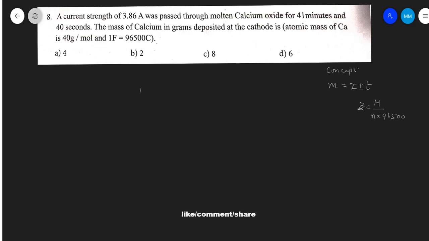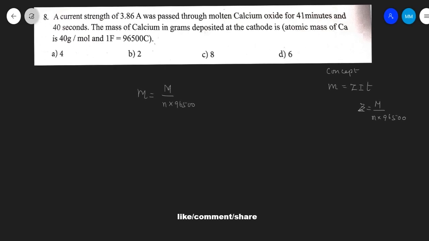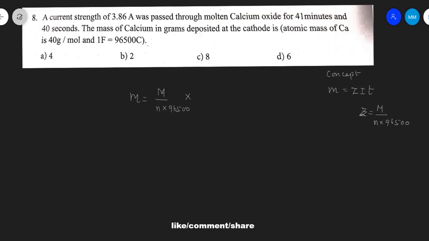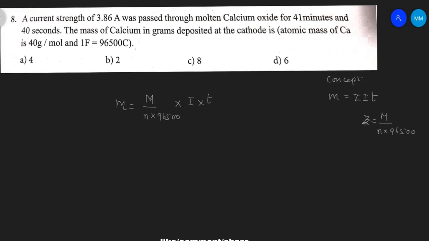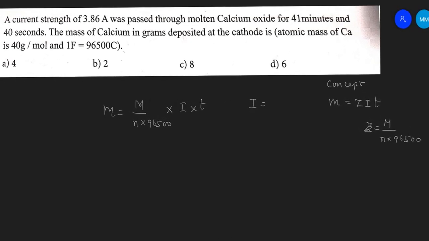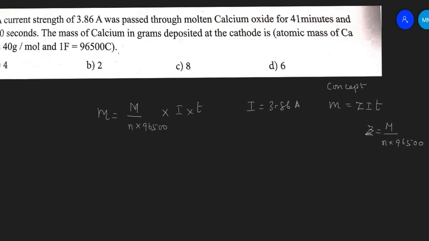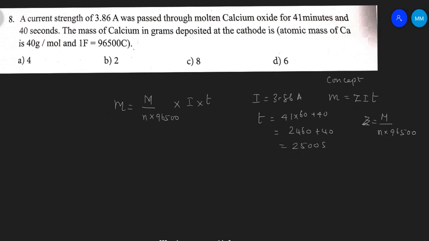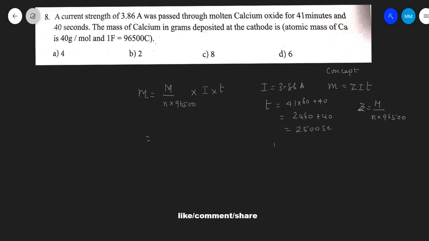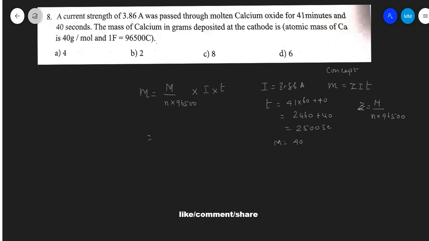By using this formula, M is equal to, for Z you can write the molecular mass divided by the number of electrons into 96,500, into I in ampere and t in second. The given data: I is equal to 3.86 ampere and t is equal to 41 minutes, that is 41 into 60 seconds plus 40 seconds. So this is equal to 2460 plus 40, 2500 seconds. Now you apply the molecular mass, that is M is equal to 40, and the number of electrons.